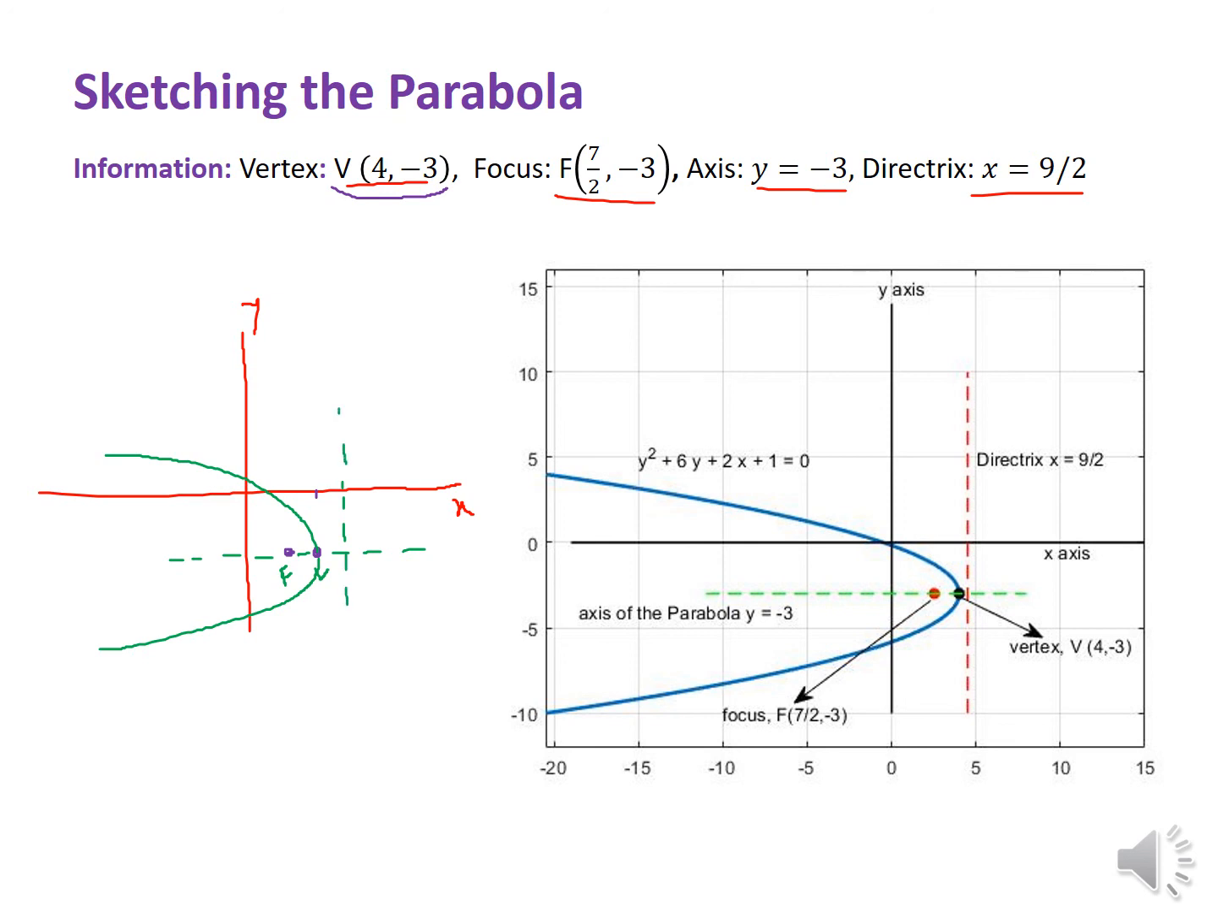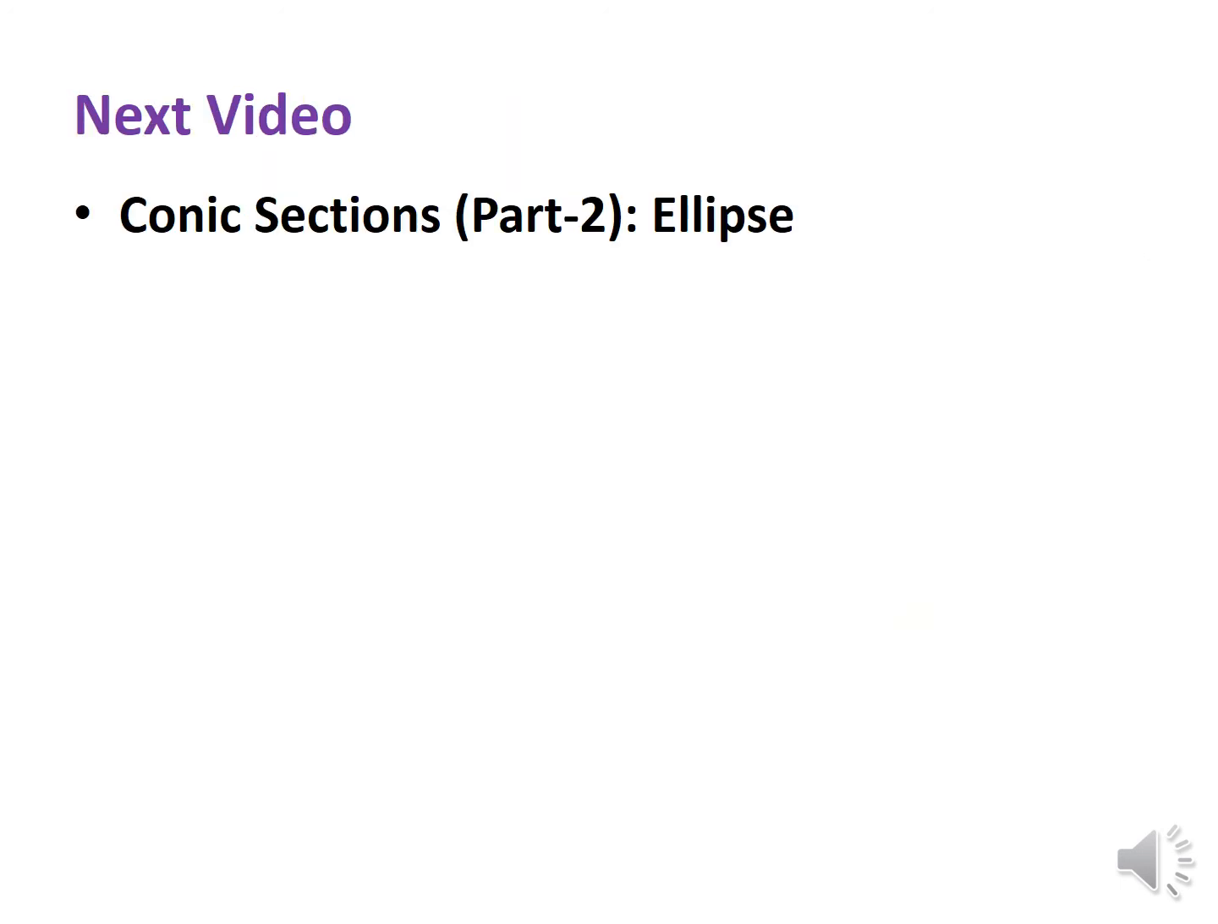And the directrix is what? x is equal to 9/2. So say this is our 9/2 position. In this position we have a straight line, x equal to 9/2. This is the directrix of this parabola.